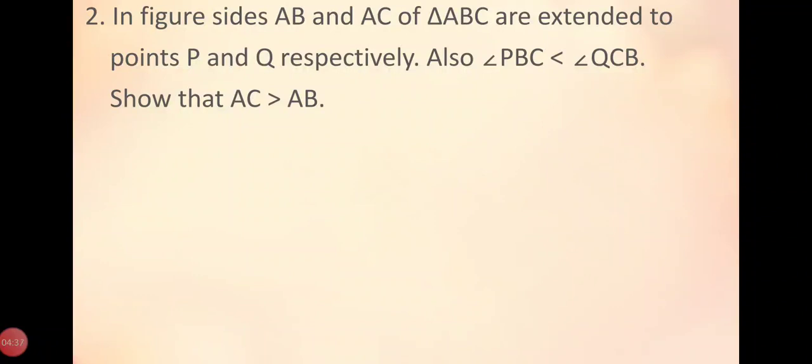In figure, sides AB and AC of triangle ABC are extended to points P and Q respectively. Also, angle PBC is less than angle QCB. Show that AC is greater than AB.